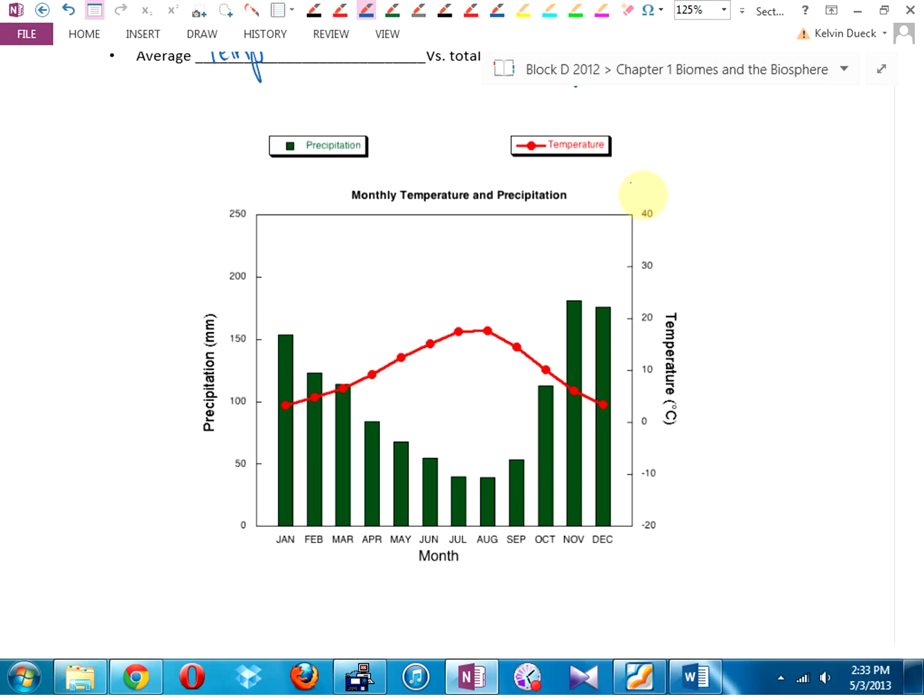In fact, you know what? This is Vancouver. Okay? By the way, Mr. Dueck, I thought our summers got hotter than that. That's an average temperature of 20 degrees. That includes the nighttime, right?